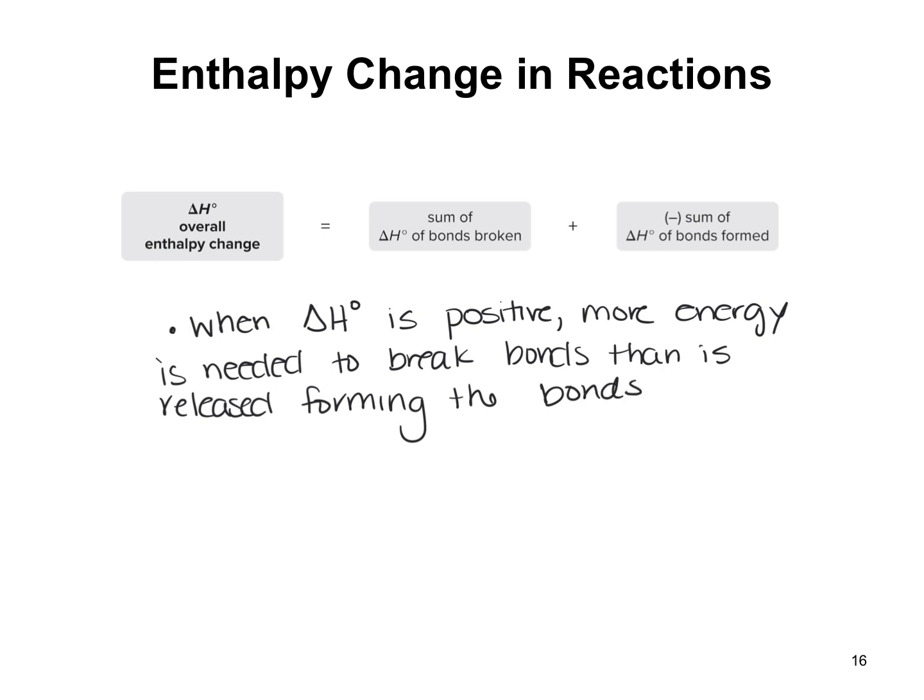Okay, that means that the bonds broken in the starting material are stronger than the bonds formed in the product.